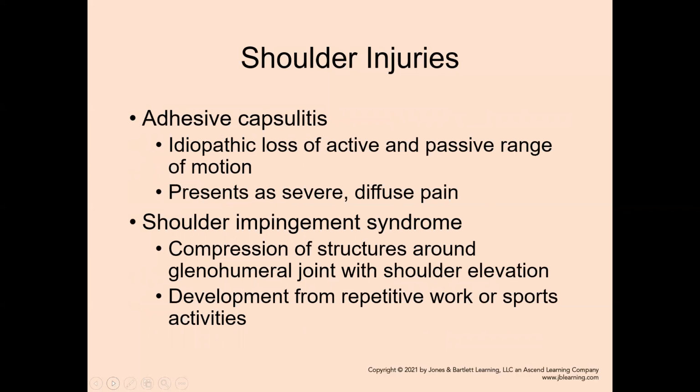Shoulder injuries, there are 2. We are going to talk about adhesive capsulitis. That's idiopathic. Remember, idiopathic, we don't know why. Loss of active or passive range of motion. It presents as severe diffuse pain. Shoulder impingement syndrome is when there's compression of the structures around the glenohumeral joint with shoulder elevation. It often develops because of repetitive work or sports activities. Treatment, again, the mainstay of treatment for bone and muscle injuries is rest, elevation, ice, and rehabilitation.